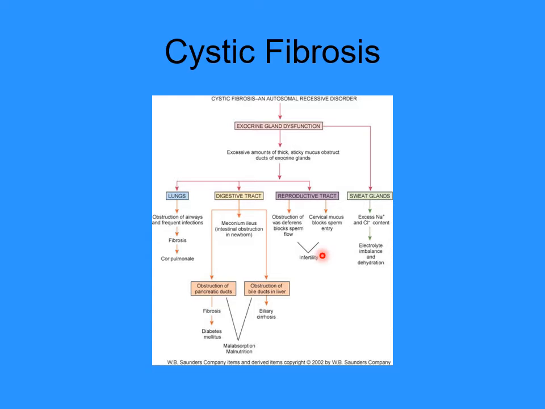And over time, the imbalances in sodium and chlorine cause electrolyte imbalances resulting in dehydration. So those are the multifaceted effects of cystic fibrosis depending on where it manifests itself.